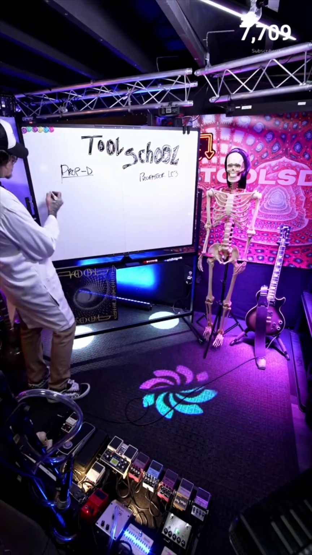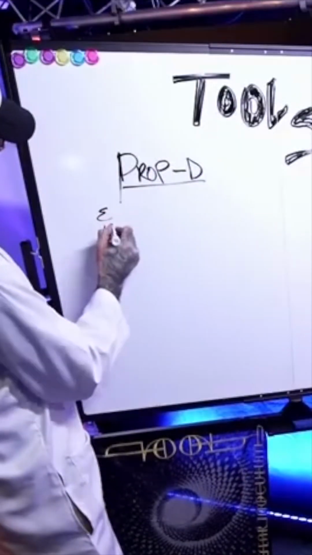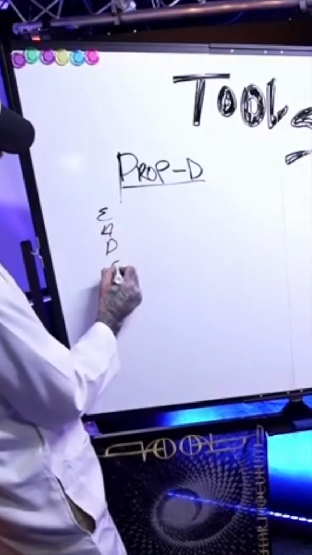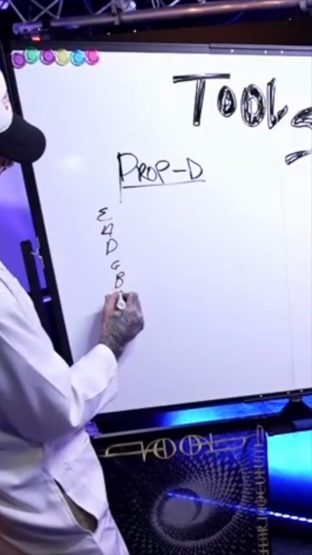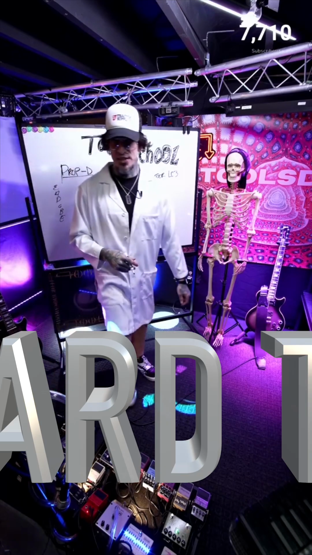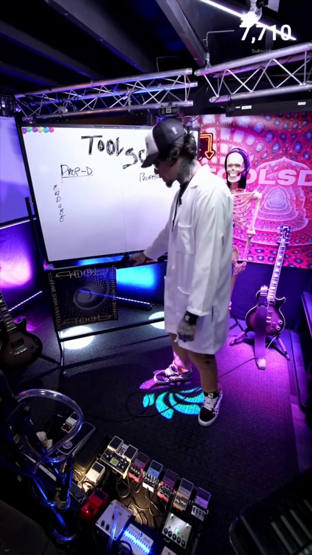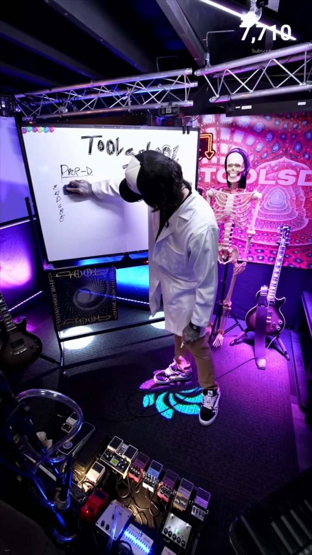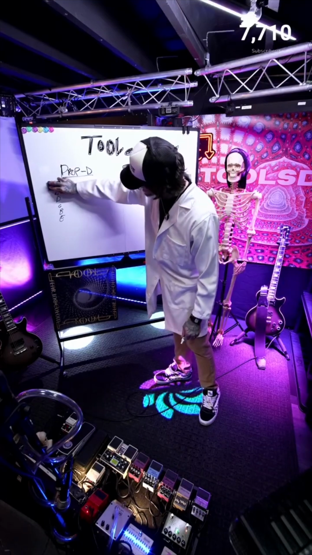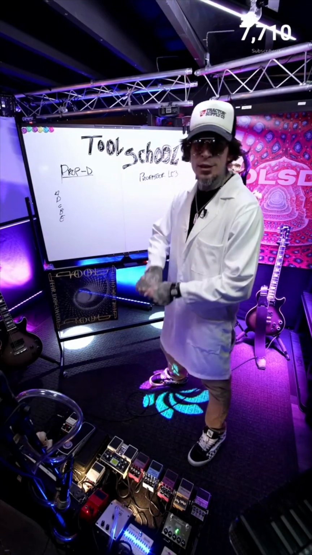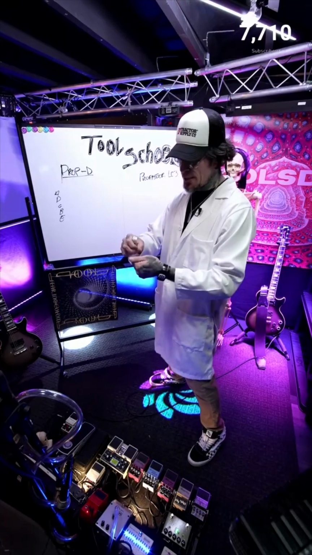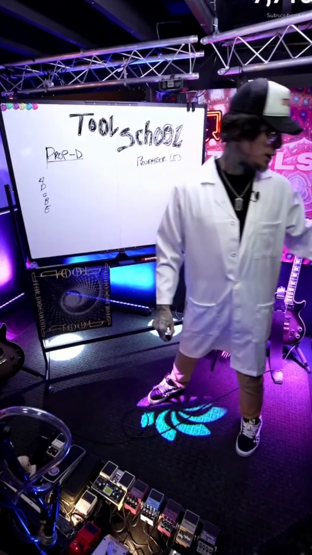Normally, a guitar is tuned to E, A, D, G, B, E. This is what we call standard tuning. If you're playing Tool, you want to completely forget this E right here. This E no longer exists. For the majority of the Tool catalog, you can tell that E to go F right off.